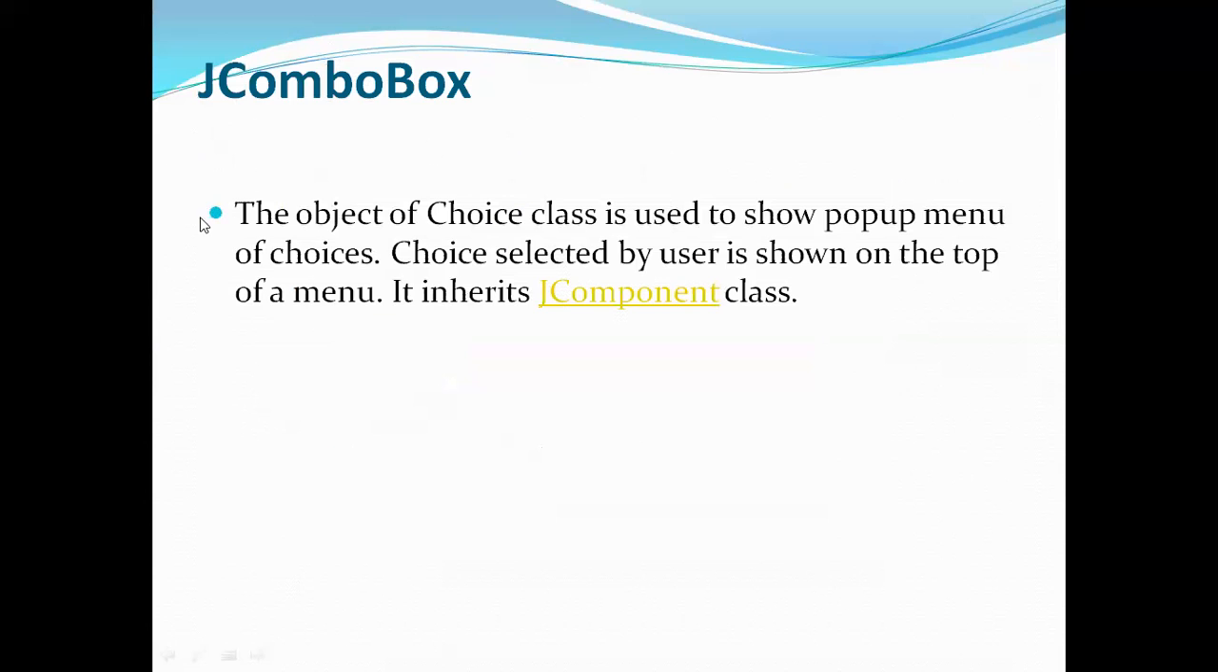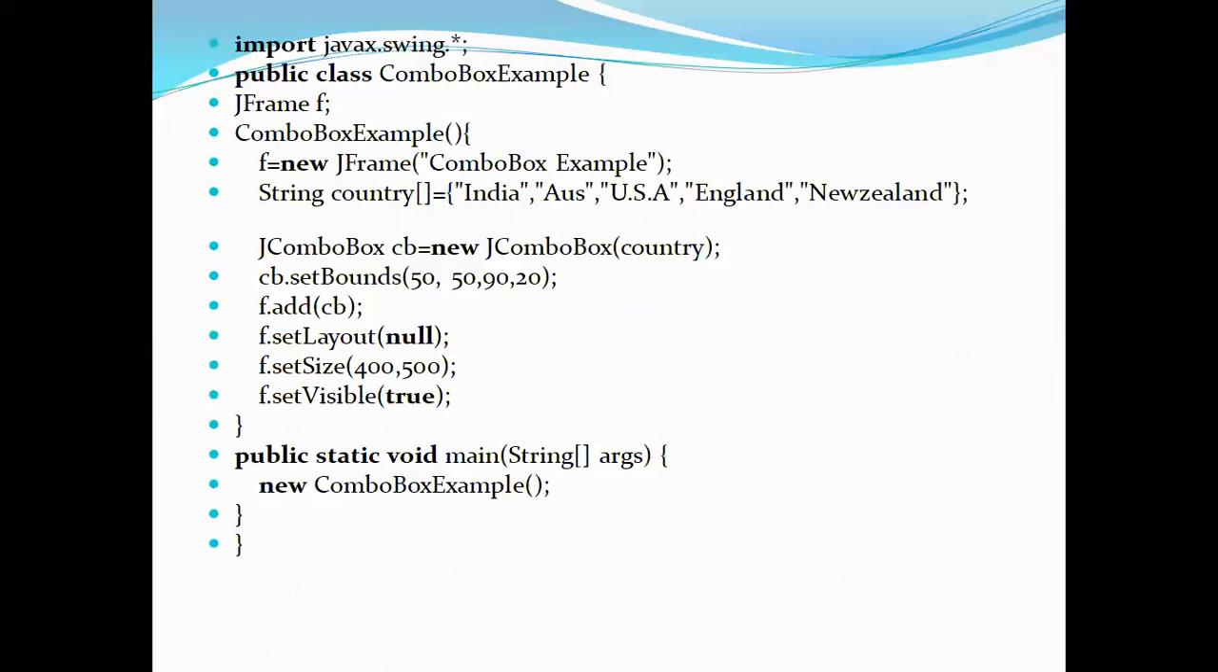Now here, the object of Choice class is used to show pop-up menu of choices. Choice selected by user is shown on top of the menu. It inherits JComponent class. So two things it is showing. One thing is it is used to show pop-up menu of choices. So it will show you a list of items. And out of those lists, if I select any one, that will be highlighted and it will be shown in that particular box. So two things it will do when compared to JList. Now let's see the program for that.